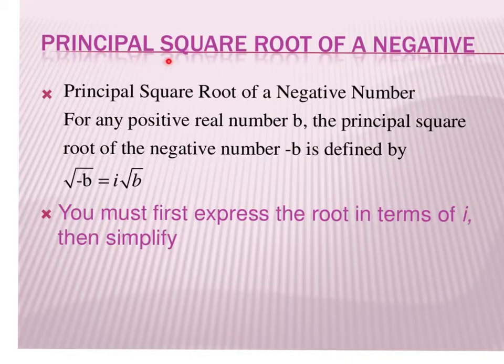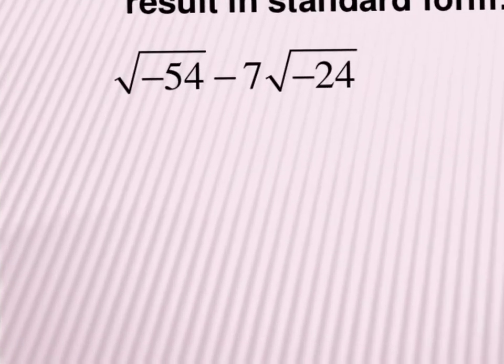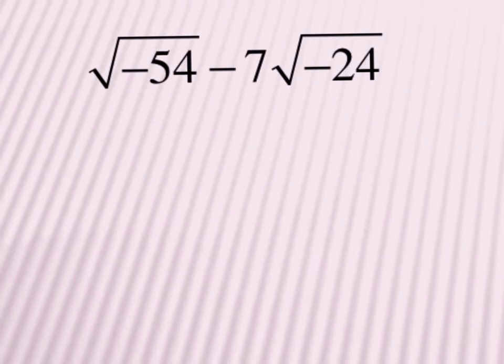Alright, so what the principal square root of a negative says is just basically express the root in terms of i, then continue to simplify. This is what I was saying to you guys before a couple slides ago. So let's take a look at example number 6. It says perform the indicated operations and write the result in standard form. So the first thing you want to do is re-express the negative square roots in terms of i. That should be step 1. So I'm going to take the i out.